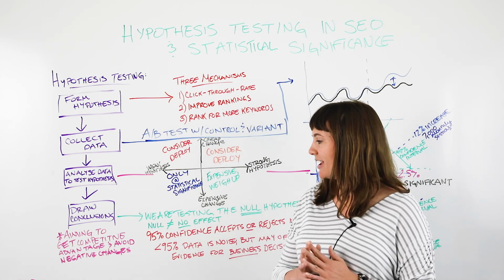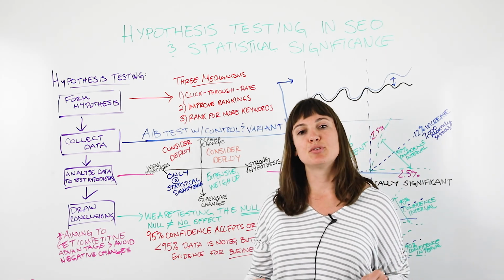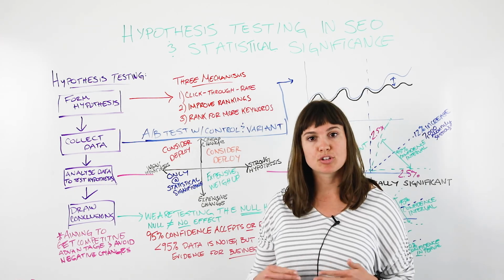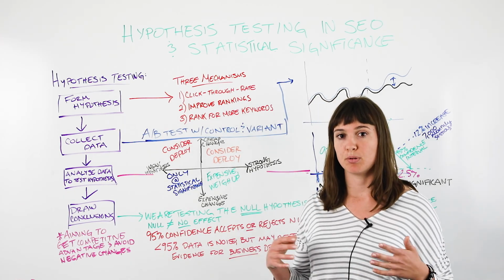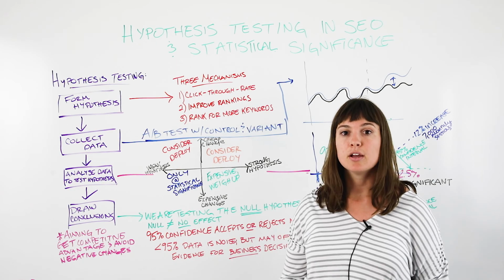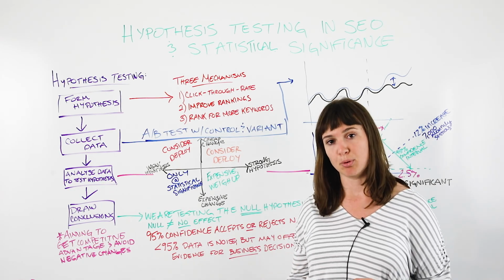The main advantage of testing is to avoid those negative changes. We want to just make sure that changes we're making are not really plummeting traffic, and we see that a lot. At Distilled, we call that a dodged bullet.